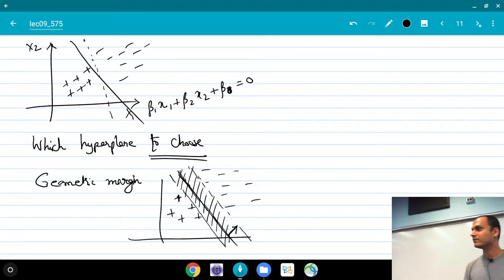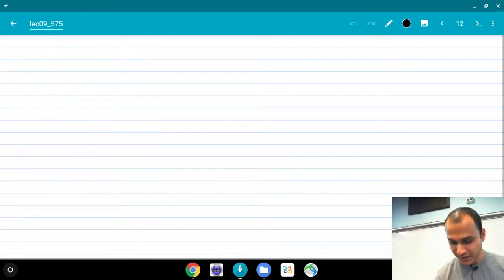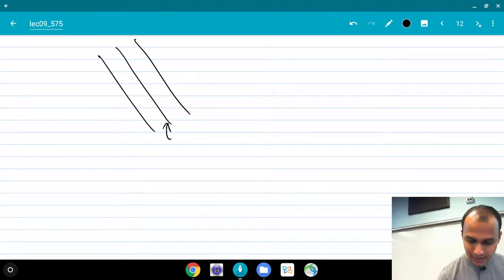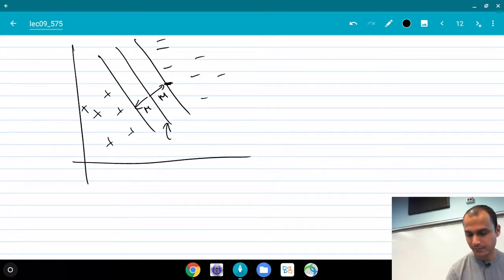So in this case, for example, this width here is called the margin. The right way to look at this is, extend it as much as possible. One of the points, either the positive class or the negative class, will touch that region. That's where you stop. It's not like you have unequal sides on both sides. So think of it this way. This is the hyperplane. You extend it m units this side, m units this side. Maybe here there's a negative point which exactly lies on that boundary. Maybe the positive ones are further away. Doesn't matter. Something like this.